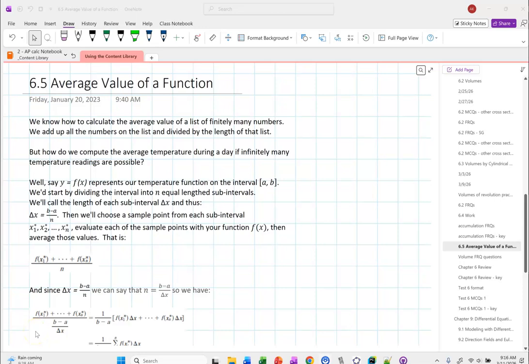All right, our plan today. I'm going to do section 6.5, 20 minutes maybe. The remaining hour or so, we're going to do some optimization review questions.